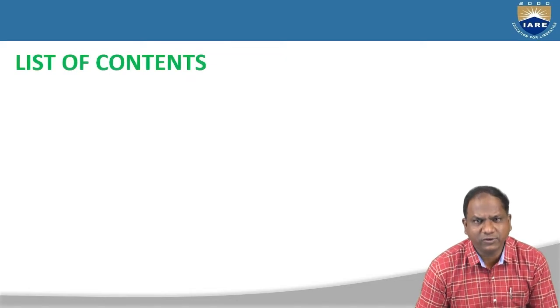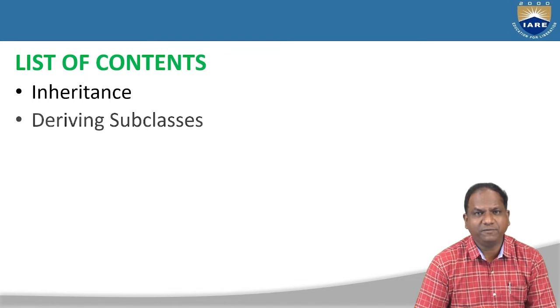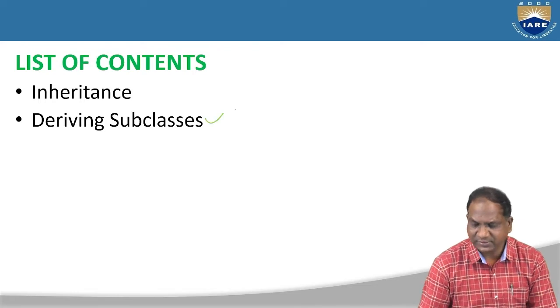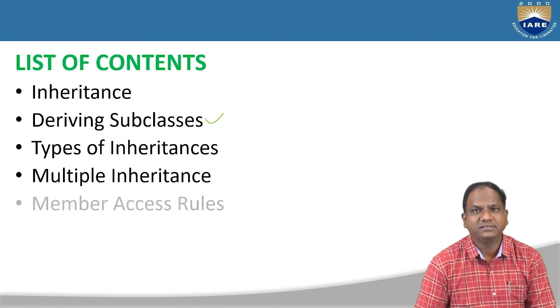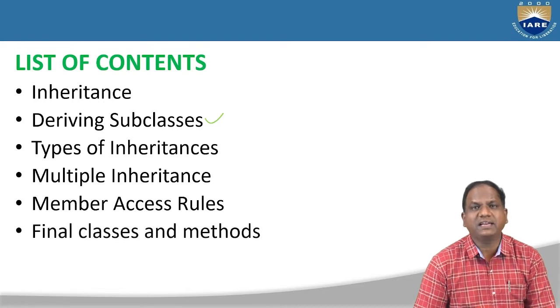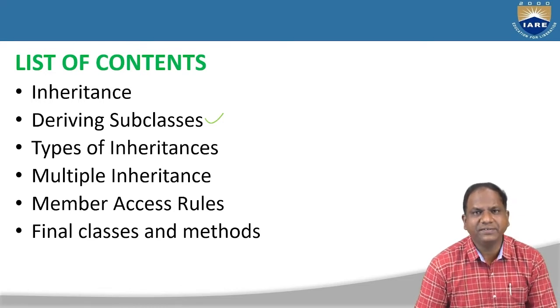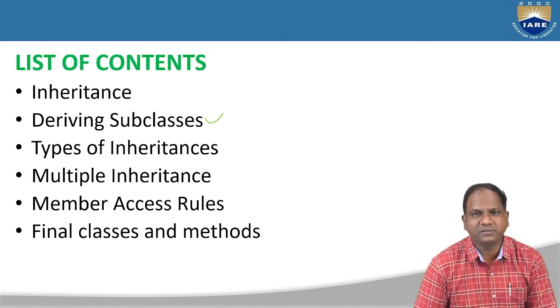The list of contents we are going to discuss in today's session is: what is inheritance, what are the different types of inheritance, how you derive subclasses, what a subclass is, what multiple inheritance is, what the various member access rules are, and what a final class is, as well as final methods. So these are the contents for today: inheritance, deriving subclasses, types of inheritance, multiple inheritance, various member access rules, final classes, and final methods.